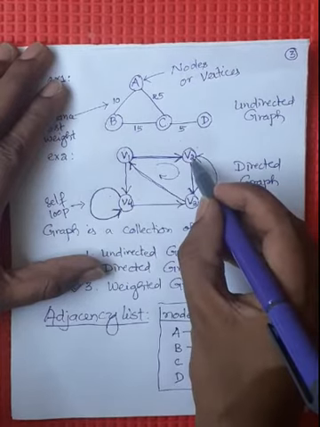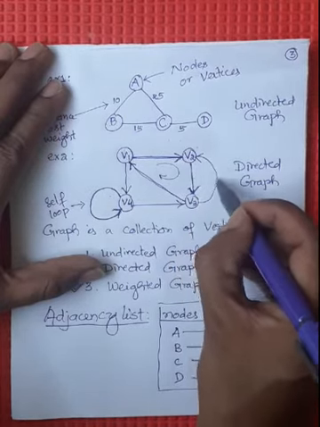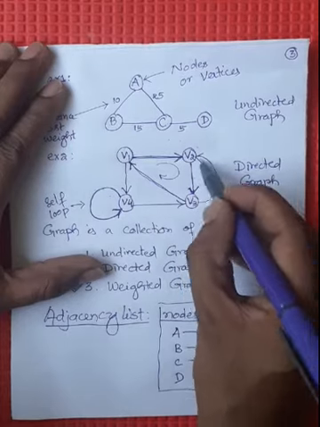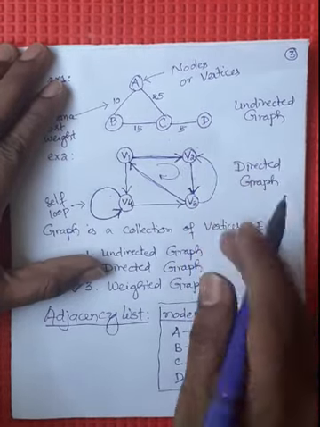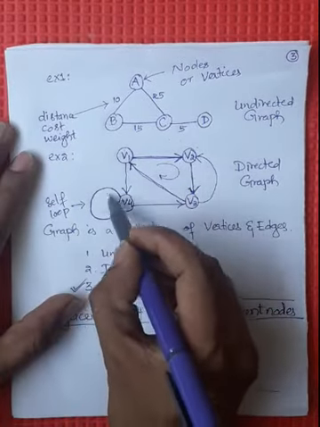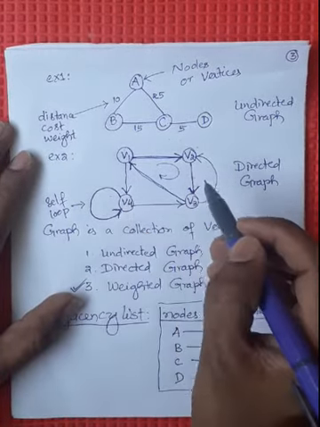Similarly, you can observe V2 to V3 you can go, and again V3 to V2 you can come back. So this is also a cycle. Okay, so there are two cycles in this particular graph. There is a self loop. There are two cycles.